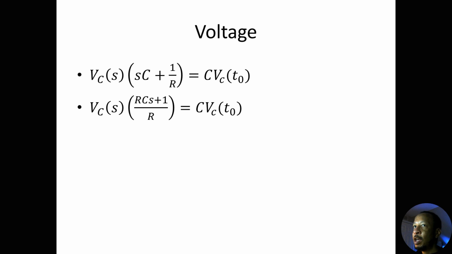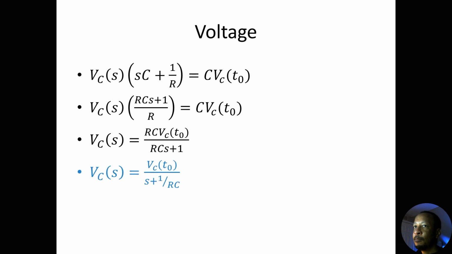Then I have VC of s times (sC plus 1 over R) equals C VC of t sub 0. Then I have VC of s times (RCs plus 1) divided by R equals C VC of t sub 0. Then VC of s equals RC VC of t sub 0 divided by RCs plus 1. Putting that into standardized form, VC of s equals VC of t sub 0 divided by s plus 1 over RC. Then the transform of that into the time domain becomes VC of t equals VC of t sub 0 times e to the negative t divided by RC.